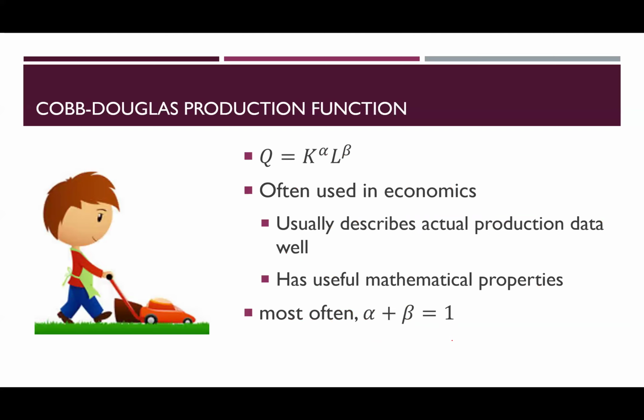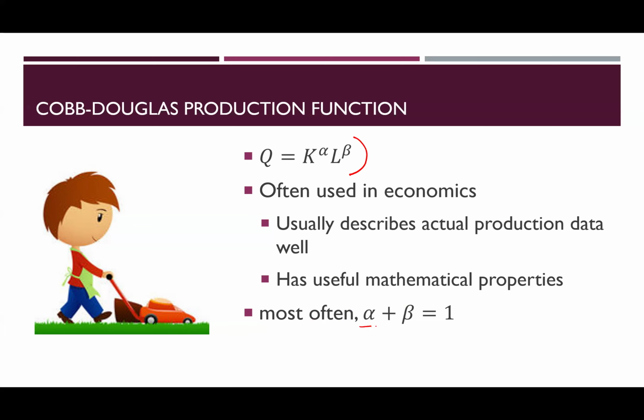Looking at our Cobb-Douglas production function in more detail, I've included the general form here. So it's quantity of output equal to capital to the alpha times L to the beta. This is the version of the production function that's most often used in economics. It has really nice mathematical properties that you'll see when we get to the cost minimization portion of the chapter. But it actually also describes real life production data really well. So it's very convenient to use in that it describes the world and is functionally useful.